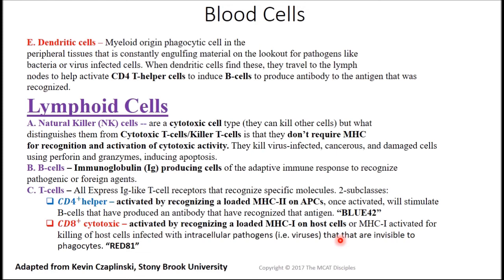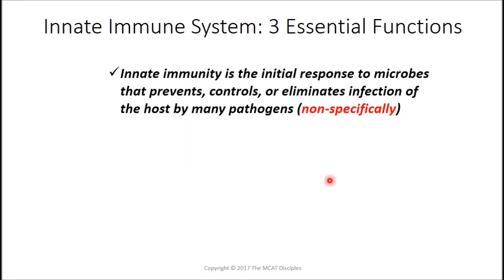That is cells in general now, blood cells. So the innate immune system has three essential functions. The first is that innate immunity is the initial response to microbes that prevents, controls, or eliminates infection of the host by many pathogens. Non-specifically now. It's very important that you understand that the innate immune system is a non-specific system. It does not care about pathogen A versus pathogen B. All it cares about is getting rid of pathogen.